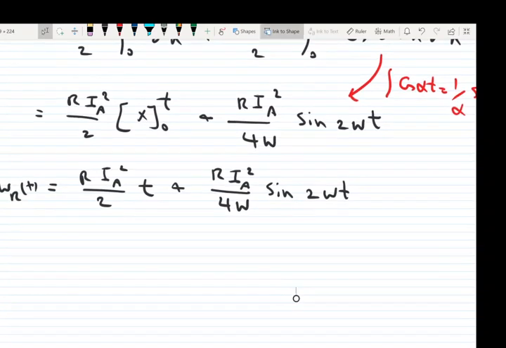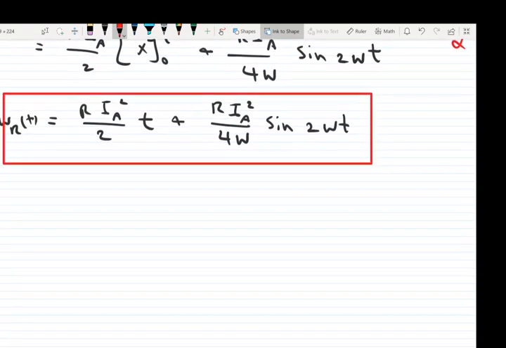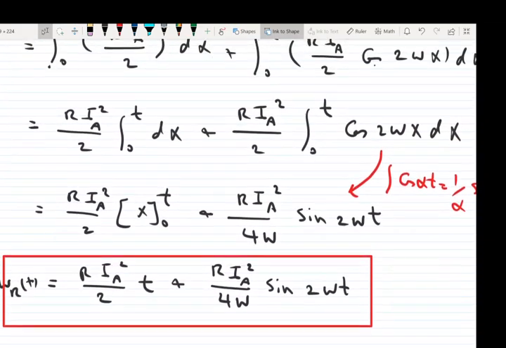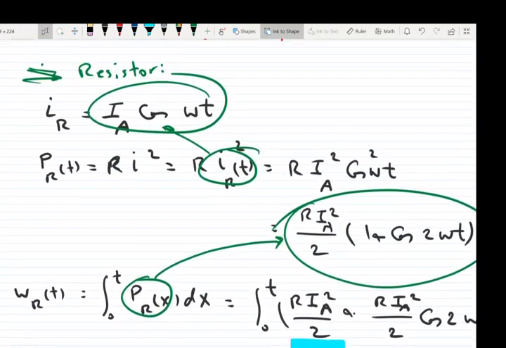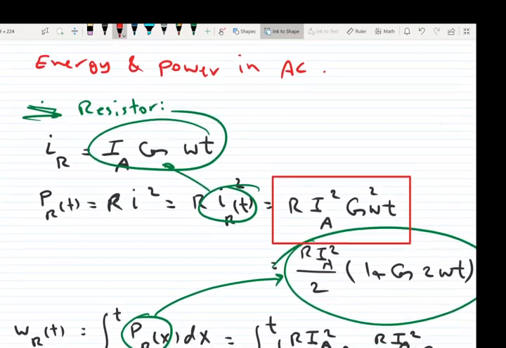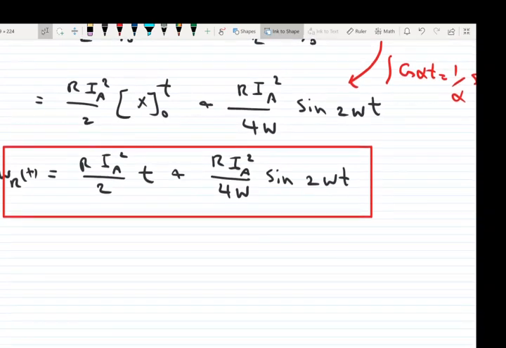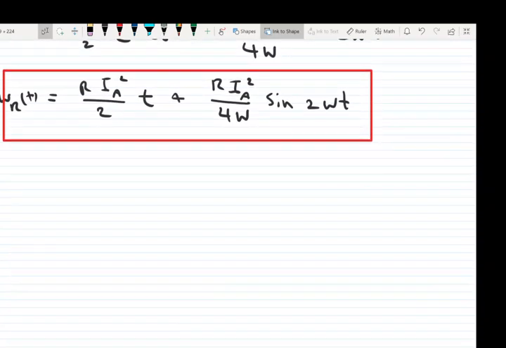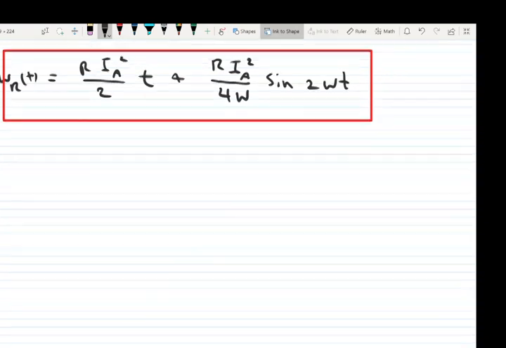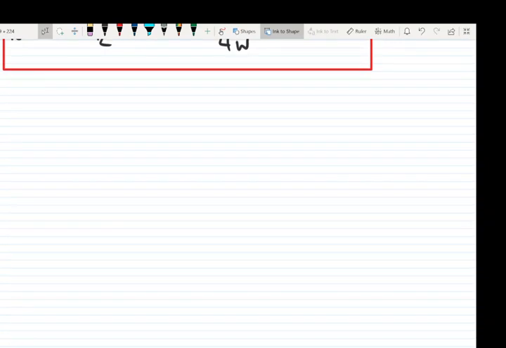So let me put a box around it. And so we have the energy, and of course we have the power. This one is the power, and this one is the energy. If we graph these two variables, energy and power, for the resistor in steady state circuits, for power we will have this graph.